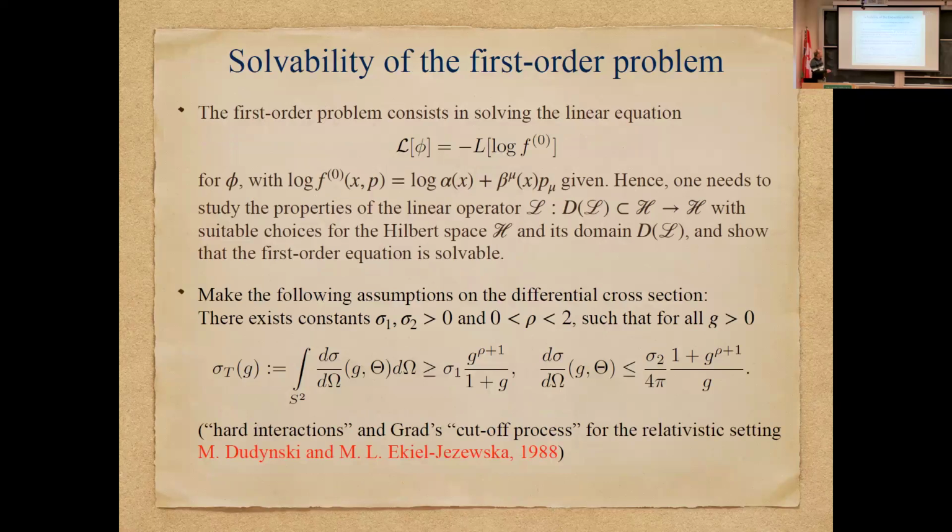Okay, so the first order problem then again, so we have to solve this equation here. And the right-hand side is given to you. So that's the log of the Jüttner distribution function, which is this collision invariant. And then we have to study the properties of the linear operator. So this L should be the same as this L here.